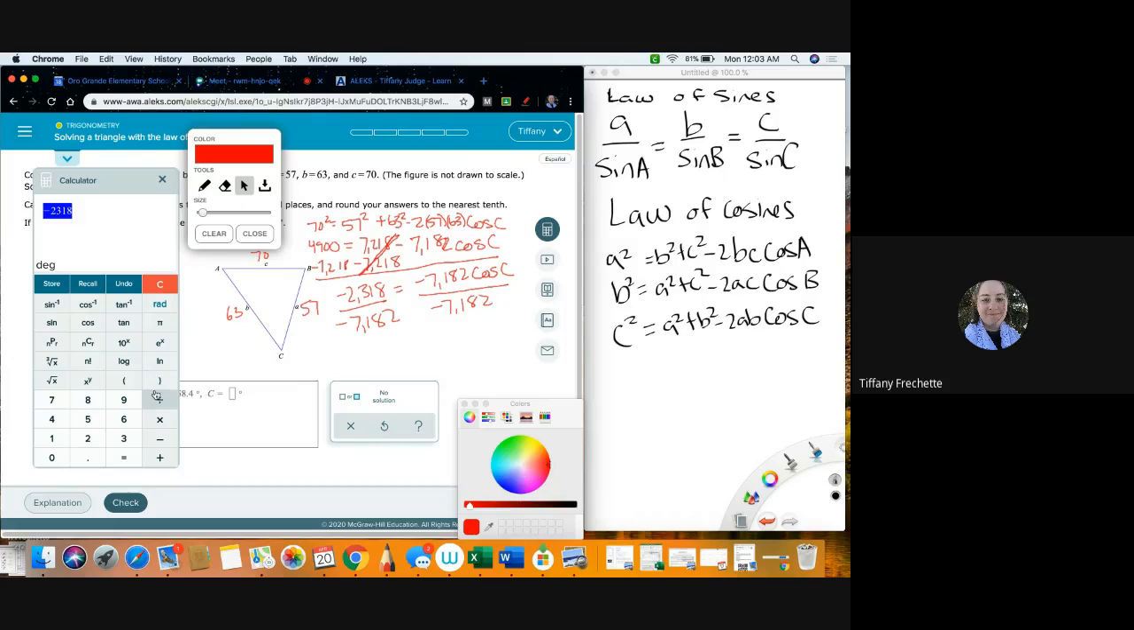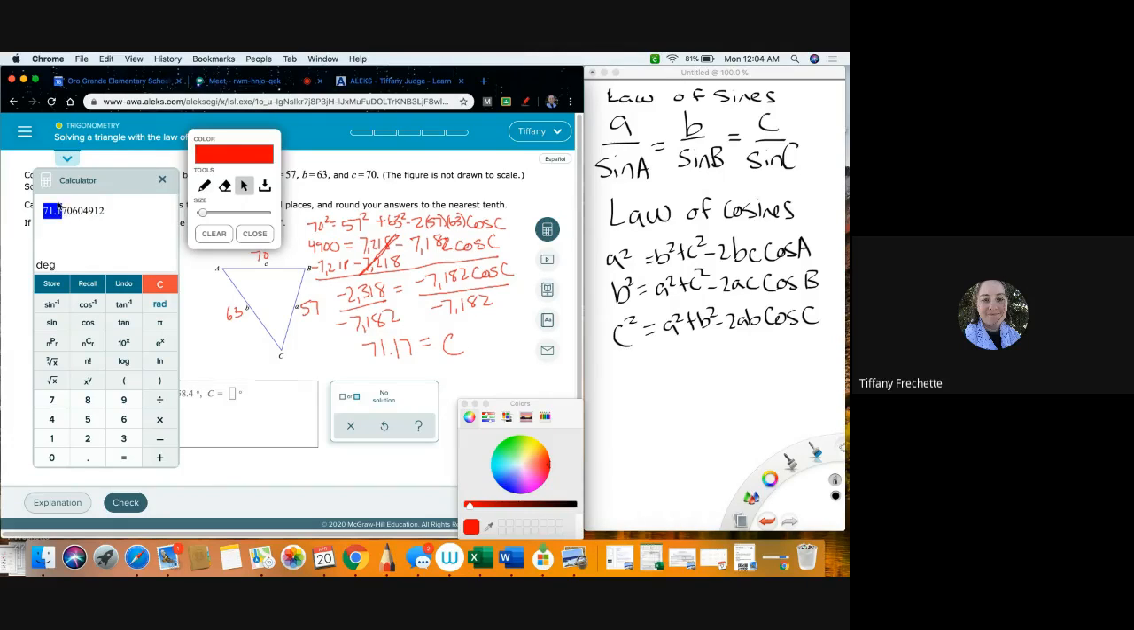All right, so we're going to go divided by negative 7,182 equals. Okay, so again, we'd want to only write down a couple of those. So instead of writing this part down, I'm just going to go ahead and go, I know it's going to be arc cosine. I'm going to hit equals. So we end up with 71.17 equals C. Now remember, this is where we want to round.